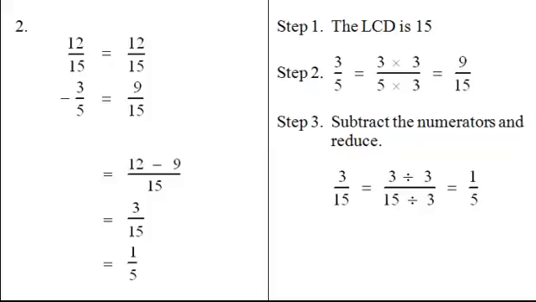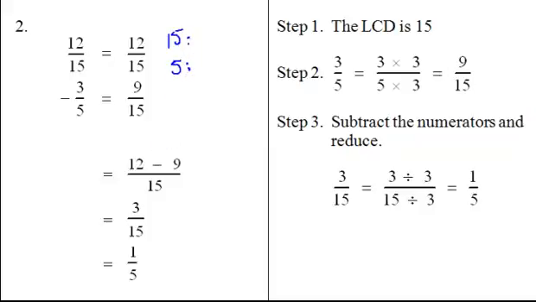So the first thing we need to do before we subtract these two fractions is make them like fractions. So we need to give them the same denominator. In order to do that, we need to find their LCD, which is the lowest common denominator. Now, the lowest common denominator is just the smallest number that is divisible by both 15 and 5. So my trick is to write both of these numbers out right here.